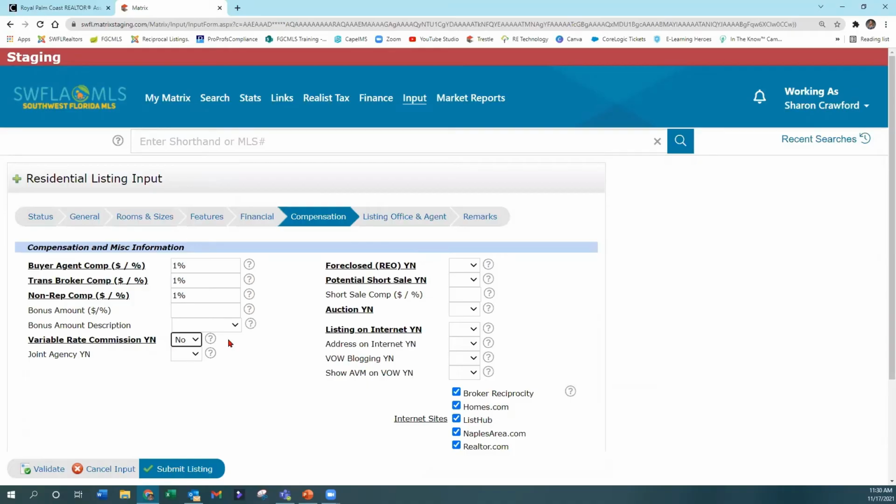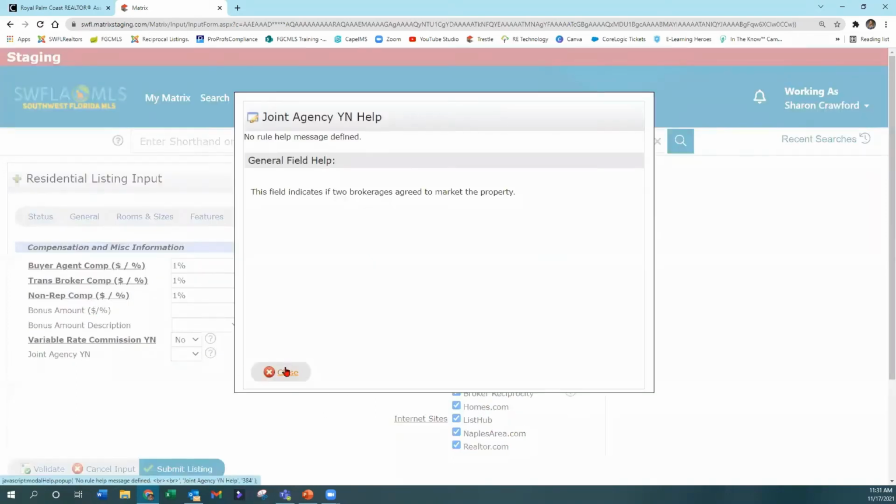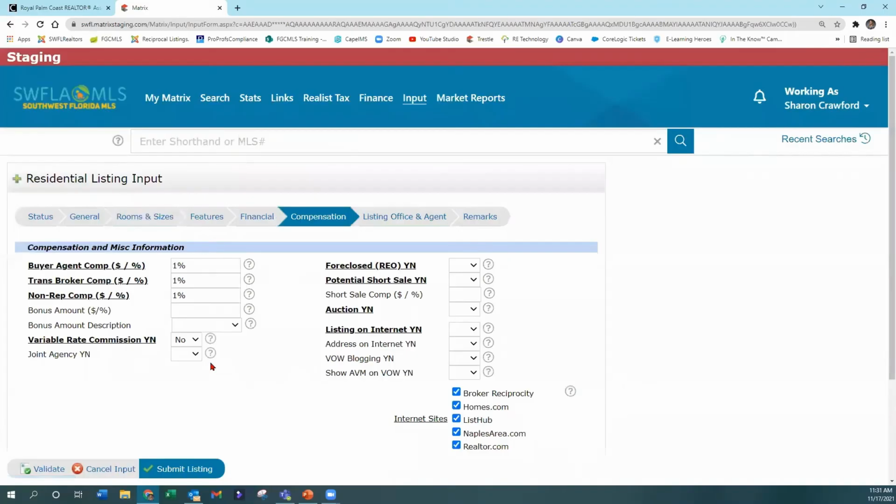If there are multiple offers and maybe they're pretty close, it might be to the seller's advantage to take a lower offer because they're paying a reduced rate of commission. They would still net a higher amount of proceeds from the sale. So you can see how that would put a cooperating broker at a disadvantage. And then joint agency, that just simply means that more than one broker has the listing.